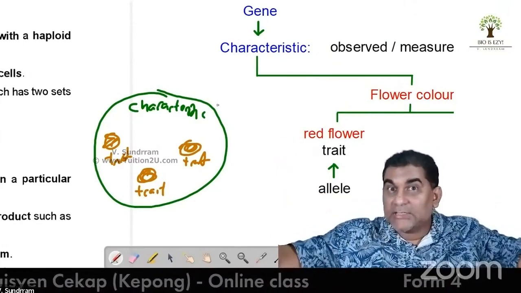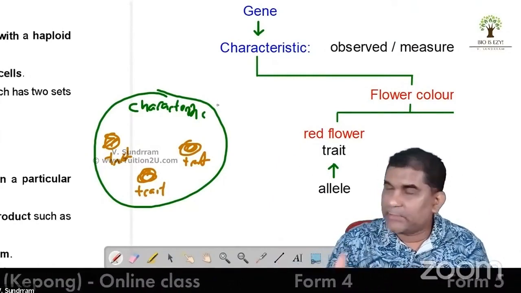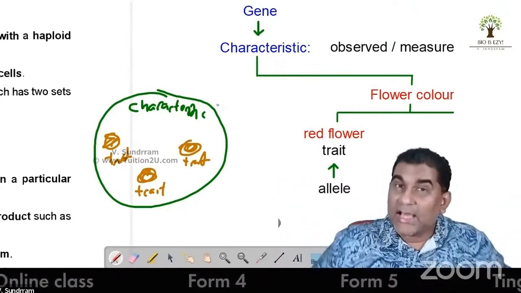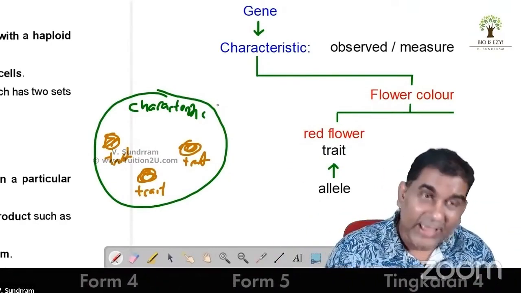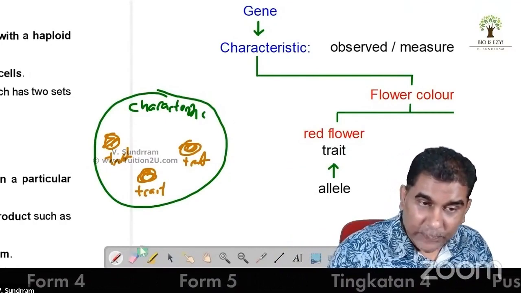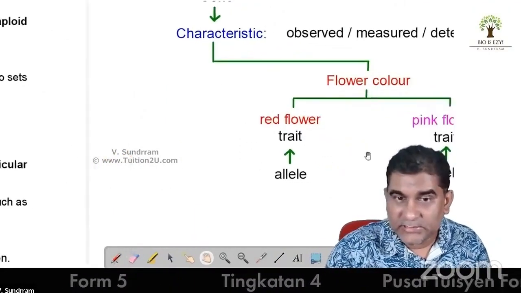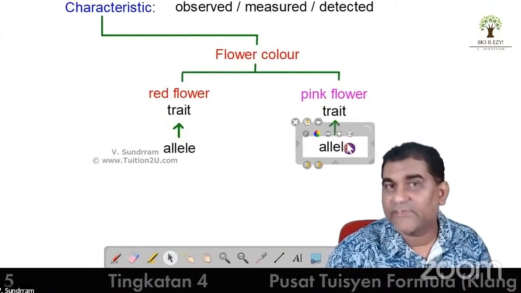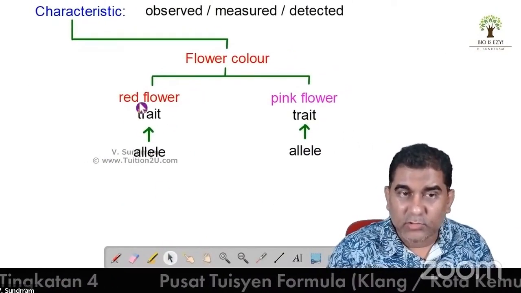Characteristic is the larger group. Inside the characteristic we have traits, maybe 2, maybe 3. Gene is the larger group. Inside the gene you have something called allele. Now the problem here is there are 2 alleles. This is a different allele, and this is a different allele. Why different alleles? Because they control different traits.